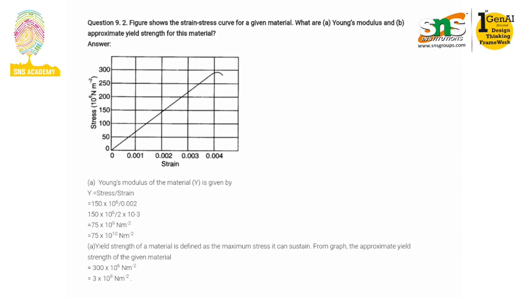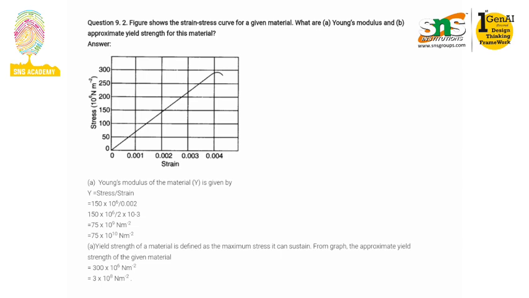In the x-axis it is clearly mentioned as 10 to the power 6, so 150 into 10 to the power 6 divided by 0.002. So just solve this equation. You'll be getting the answer as 75 into 10 to the power 10 Newton meter to the power minus 2.